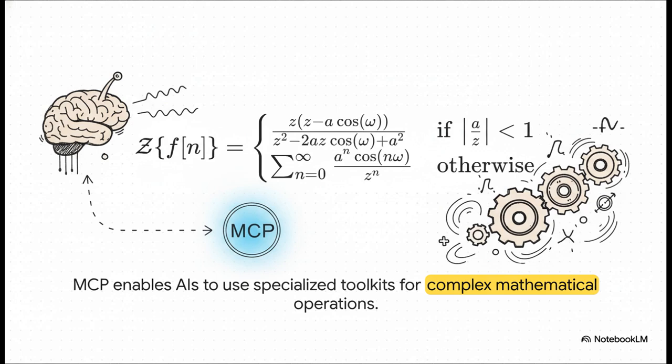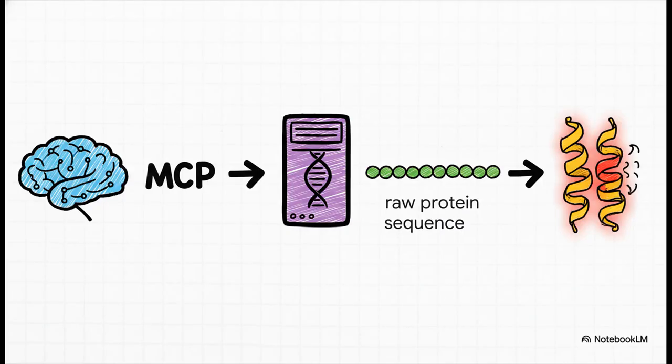The AI isn't doing the math itself, it's acting like a brilliant foreman, intelligently using the exact right tool for the job. And this power isn't just limited to math. In a recent research paper, an AI agent used MCP to connect to a bioinformatics server. And it didn't just talk about biology, it did biology, taking a raw protein sequence, analyzing it, and actually predicting the effect of a genetic mutation. This is the kind of specialized, high-level work that was pure science fiction just a short time ago.